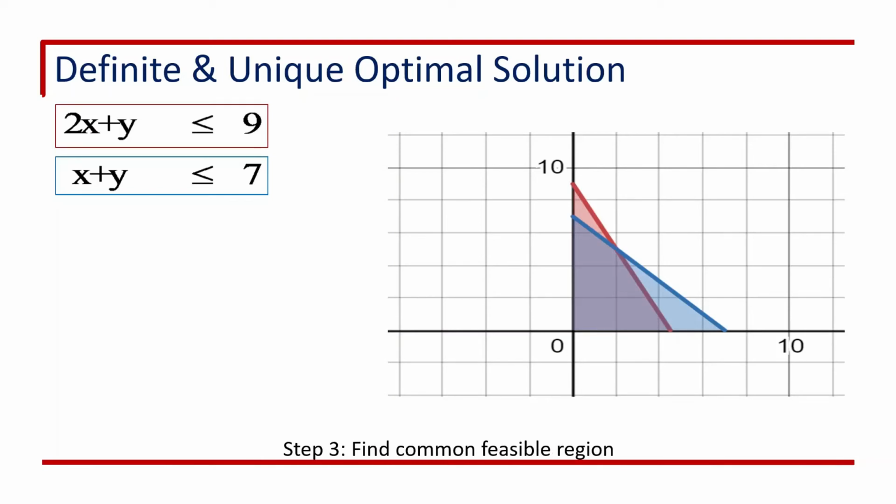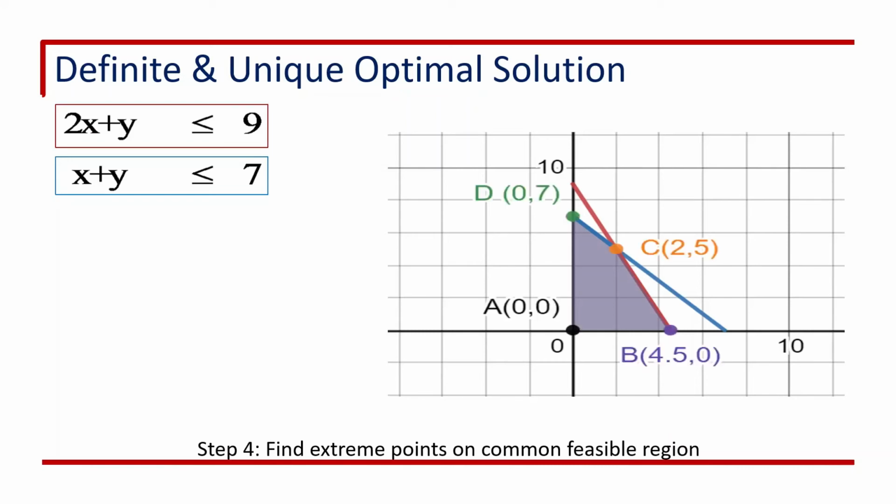Step 3 is to find the common feasible region. It will be the region where both constraints are satisfied. The common region of both the constraints is shown on the screen. Now step 4 is to find extreme points of the common feasible region. As you can see, there are 4 extreme points on the region. Point A is (0, 0), point B is (4.5, 0), point C is (2, 5), and point D is (0, 7). The point C is the intersection of both the lines. It can be obtained by solving equations of both the constraints.